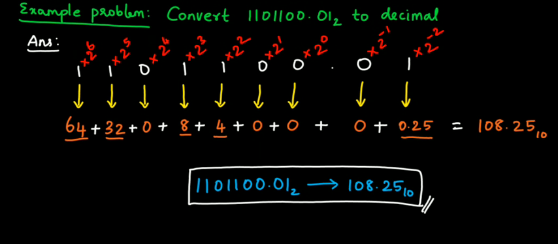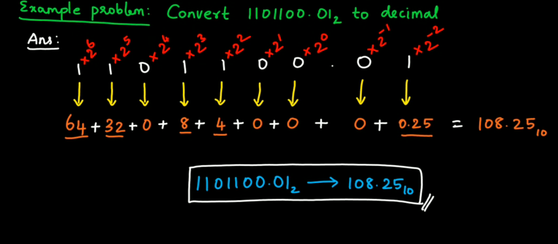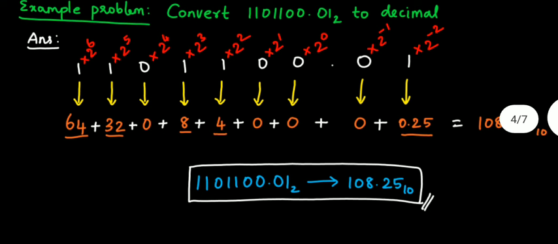The rightmost digit is 0. With that 0 you have to multiply 2 power minus 1. After 0, what power do you have to take? Minus 1. After minus 1, what is the next power value you have to take? Minus 2. So 2 power minus 1 is multiplied with 0. Next, 1 is multiplied with 2 power minus 2.